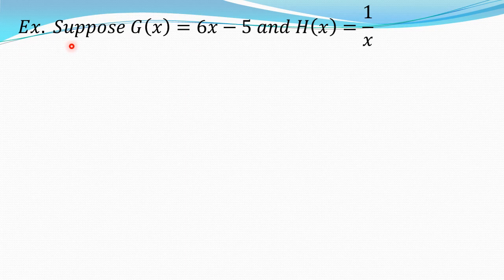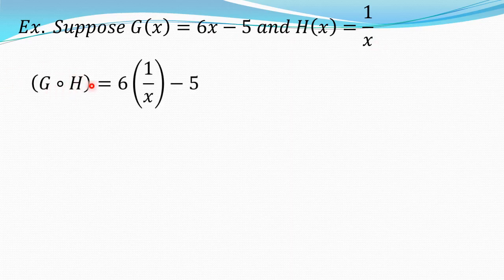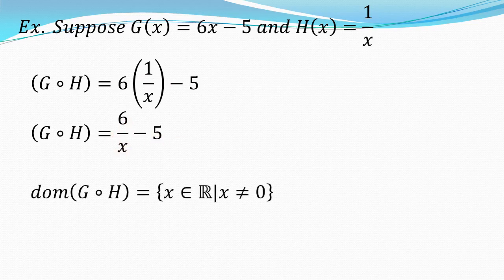All right, let's have another example. Suppose g of x is equal to 6x minus 5 and h of x is equal to 1 over x. So g circle h is equal to 6 times the quantity 1 over x. The x I just exchanged with h of x, which is this expression. So we have this, and 6 times this quantity minus 5. See, it's just the same. Distributing this here, we have 6 over x minus 5.